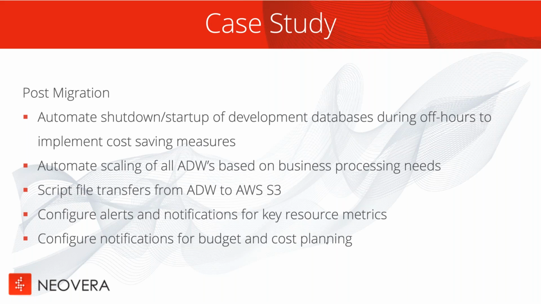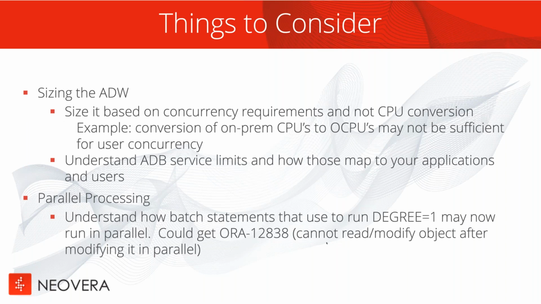All automated. And I also talked about how we did the transfers from the Autonomous Data Warehouse side to AWS S3. And then we went in and configured notifications, alerts, budgeting, and cost planning. All of those things are the governance piece that you need to be able to manage it for one, and also make sure you're on track with your budgeting costs.